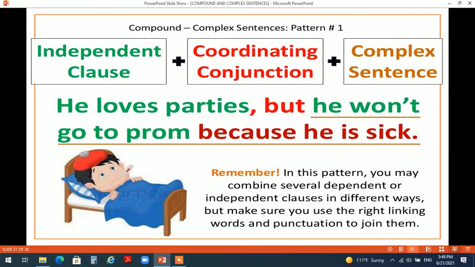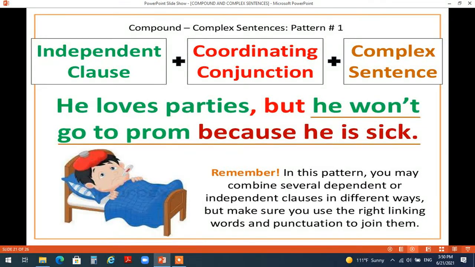The comma is found. This means that we have a compound sentence here. But he won't go to prom. This is another independent clause. Then we have a subordinator, which is the word because. This means that because he is sick will be the dependent clause because it starts with the subordinator. Since we have a subordinator, this means that we have a complex sentence.